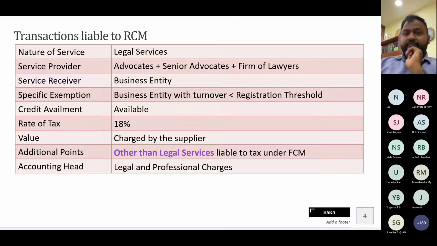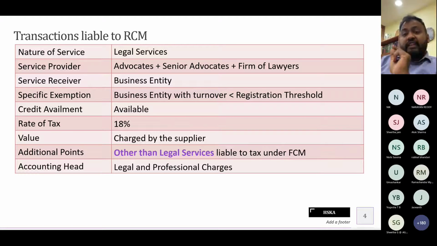One important point: if a lawyer renders services other than legal services, like I said, it does not mean it is illegal services. Assuming your landowner is a lawyer, now he is providing other than legal services, because he is not giving you legal services, he is giving you renting of immovable property services.